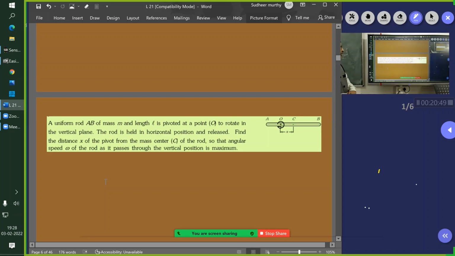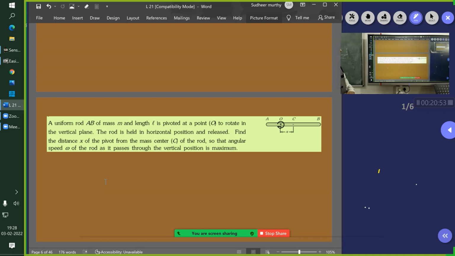Now, solve this problem. A uniform rod of mass m, length L, pivoted at point O is rotated in a vertical plane. The rod is held in horizontal position. Find the distance x from the pivot to the mass center C of the rod, so that the angular speed omega of the rod through the vertical position is maximum.